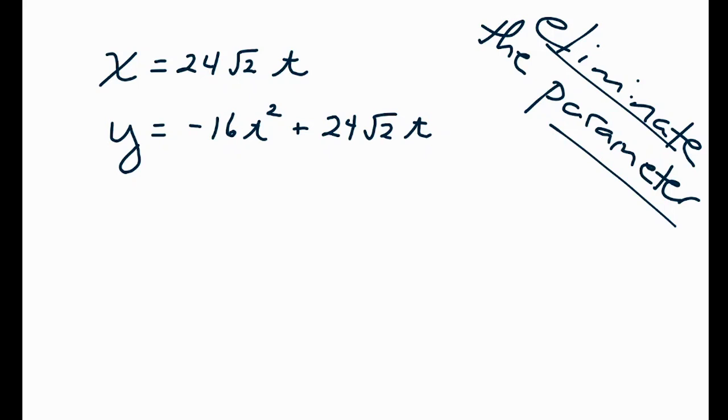Well, don't think that you have to learn some kind of brand new math to work with parametric equations. It's just algebra. It's understanding that this equation x equals 24 root 2 of t, well, if you solve it for t, just divide both sides by 24 root 2, you now have an expression that equals t.